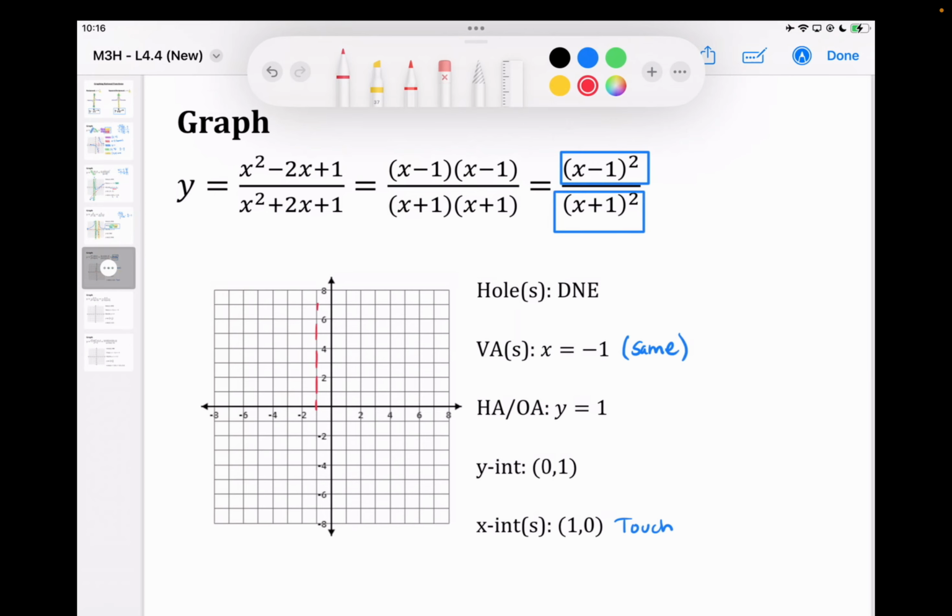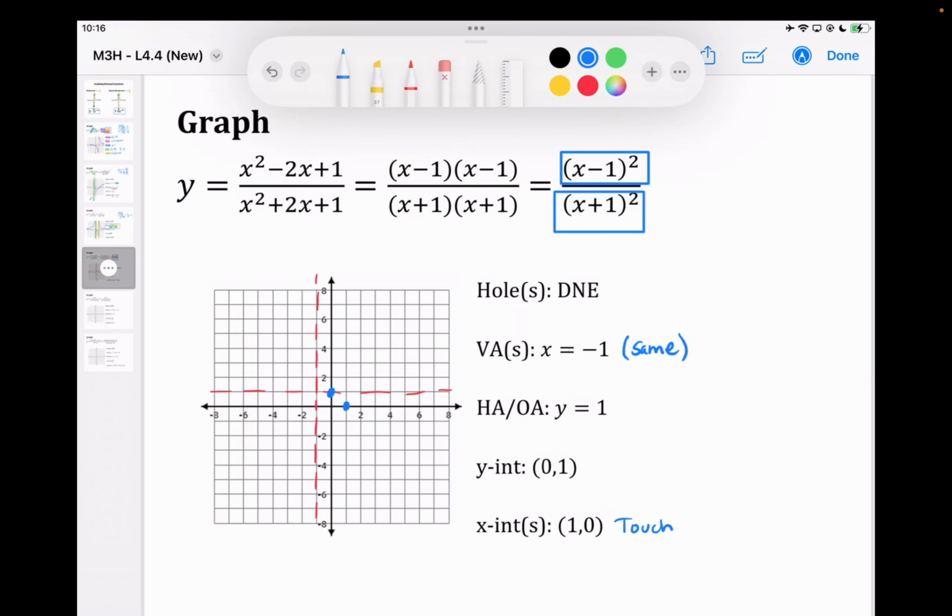So we've got x equals negative 1 as our vertical, y equals 1 as our horizontal. We've got our y-intercept at 0, 1. There we go. You'll notice this is one of those examples I was talking about where we are right on the horizontal asymptote right now, and that is okay. Remember, it's a guideline for horizontal and oblique asymptotes.